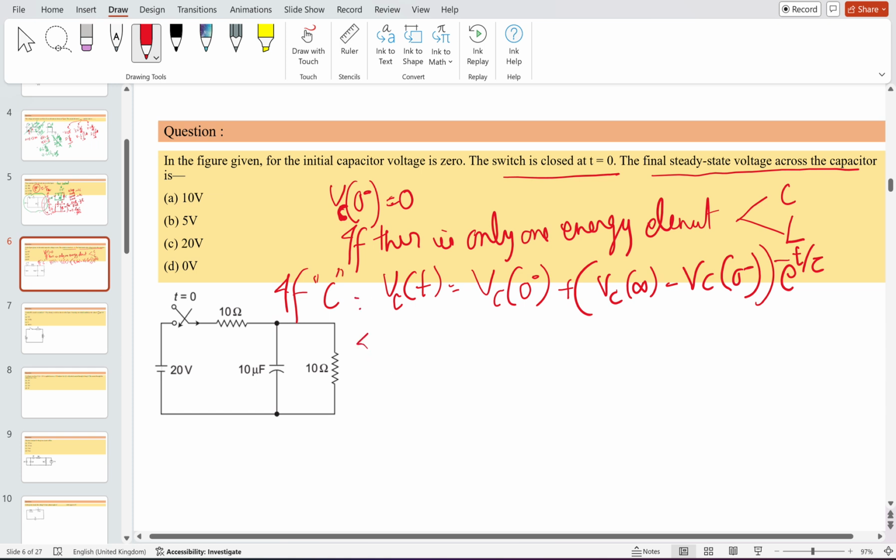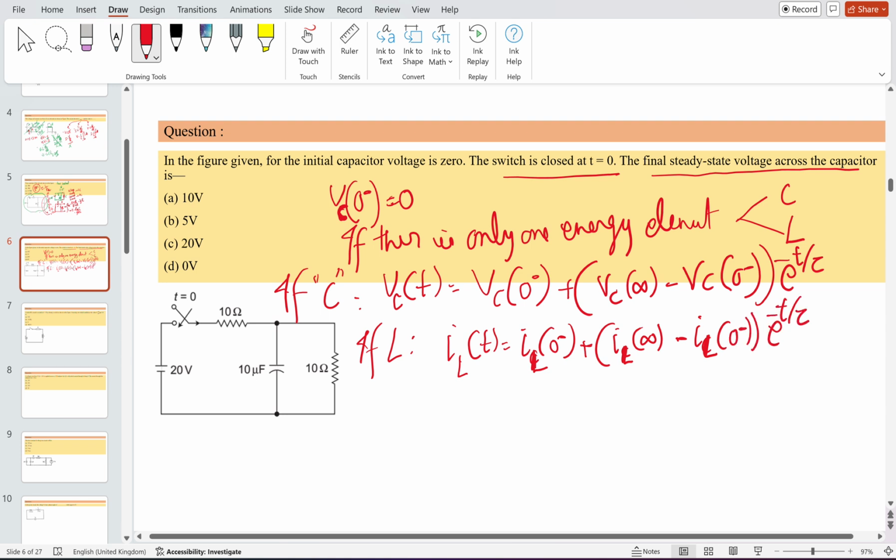If only one inductor is there, in that situation the current of the inductor at any particular time will be IL(t) = IL(0-) + [IL(infinity) - IL(0-)] e to the power minus t by tau. We have seen how to find the time constant tau in the previous problem itself.